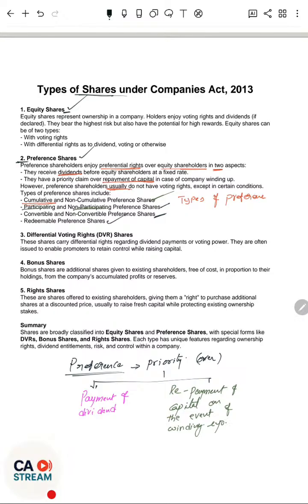Okay, we have discussed preference shares, cumulative and non-cumulative, participating and non-participating, convertible and non-convertible. Everything we have completed, sir. And redeemable preferential shares also we have discussed. Very important topics that we have to bear in mind. Next, differential voting rights and non-differential voting rights. These shares carry differential rights regarding the dividend, the payment, and voting powers.